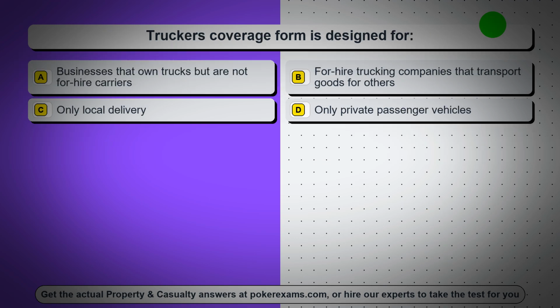Question 55. Truckers coverage form is designed for: Option A, businesses that own trucks but are not for hire carriers. Option B, for hire trucking companies that transport goods for others.